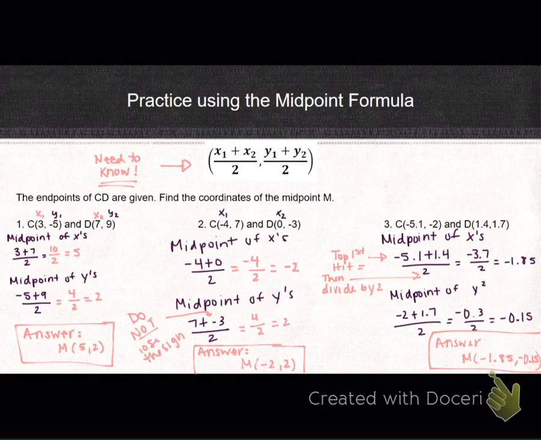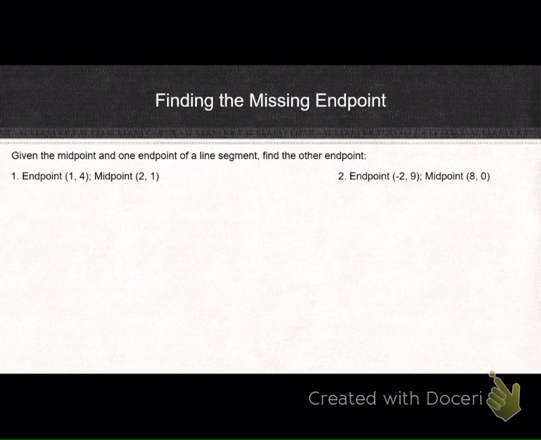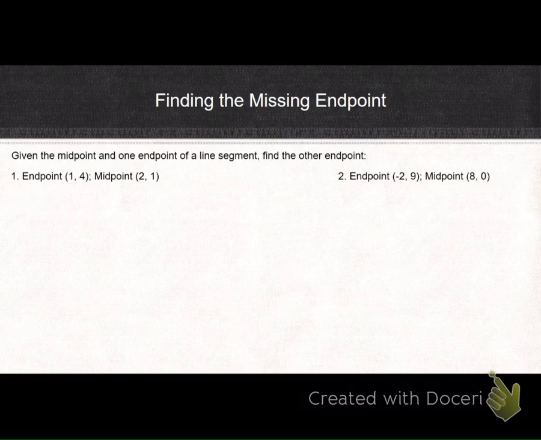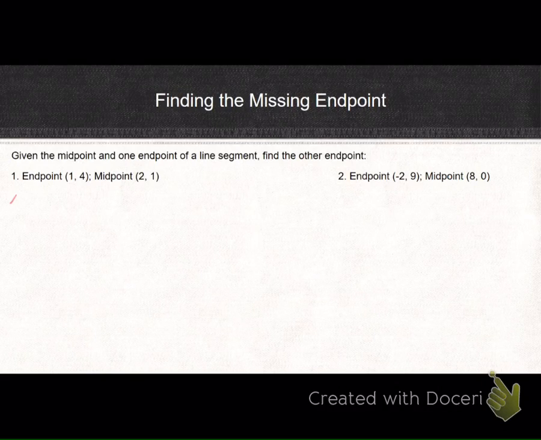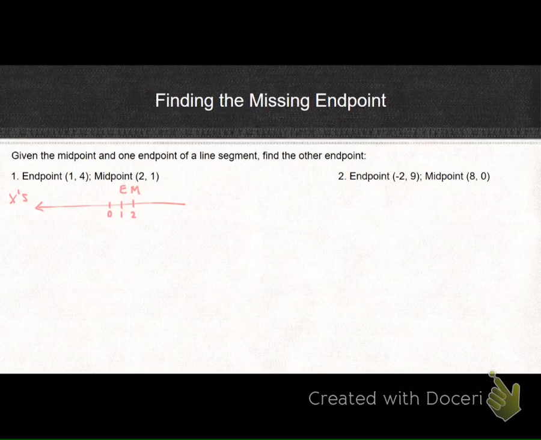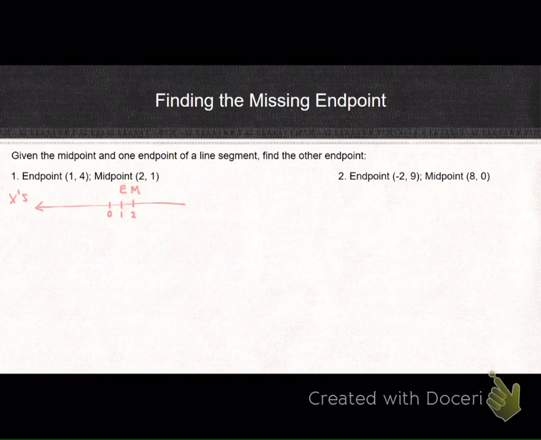All right. What if you're given the midpoint and one endpoint and you have to find the other endpoint? So let's think about this for a second. I'm going to do the x's number line. If we know that an endpoint is at 1 here and the midpoint is at 2, how could we find the other endpoint? So this is not mathematically. This is more like visually seeing it first. I'll show you guys the math behind it too.